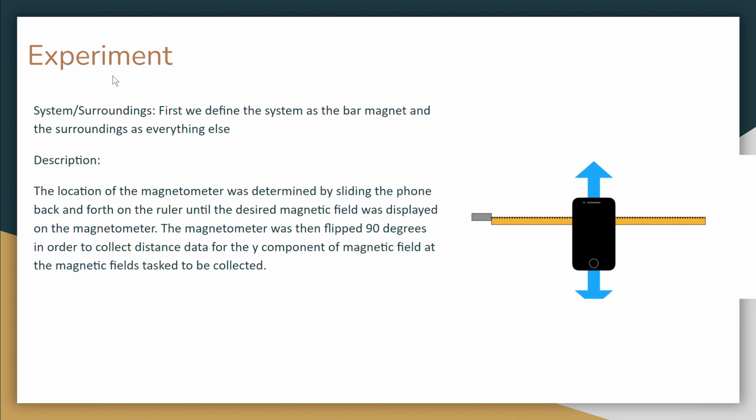First we define the system as the bar magnet and the surroundings as everything else. In this lab, we found the distance of a bar magnet from a magnetometer at certain magnetic field values. We did this by placing a magnetometer app on a phone onto a yardstick and then moving the magnet away from the magnetometer until we got to a certain magnetic field value and then wrote down the distance. We then flipped the phone 90 degrees in order to collect data for the y component of the magnetic field.